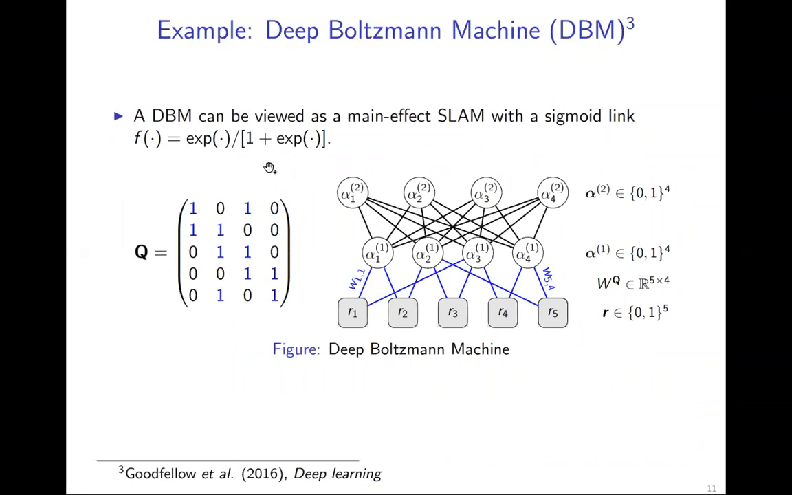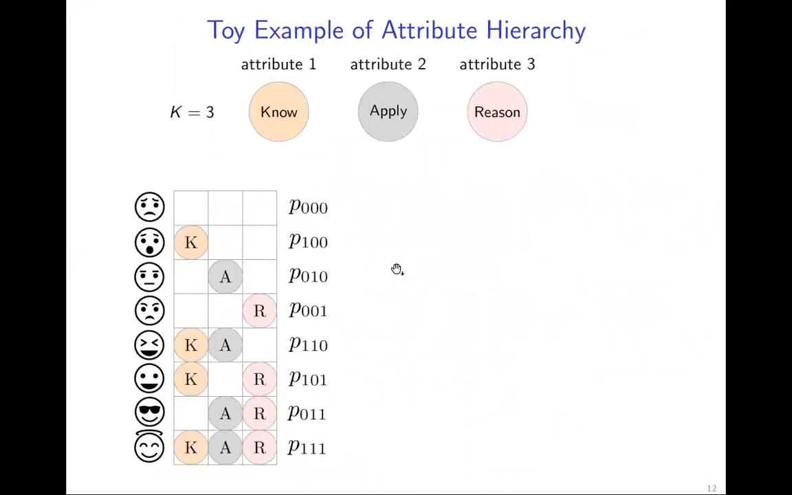This is because both our latent attribute model and the DBM assume that the latent variables and observed variables can be represented as multivariate binary, and there are links between the layers, but not within each layer. So as said earlier, a focus of this talk would be the hierarchy among the latent attributes themselves. And here is a toy example of how this can be possible.